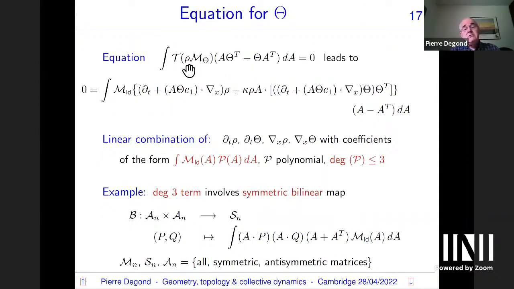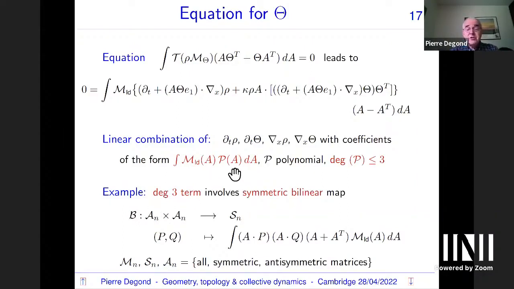So you do a little bit of algebra and you get this expression, which is nothing really enlightening, except that it's a linear combination of derivatives of rho and theta, whose coefficients are of the form of an integral of the von Mises distribution about the identity of A times a polynomial of A, right? And so what I need to compute is expressions like this. Right, so I can give you an example.